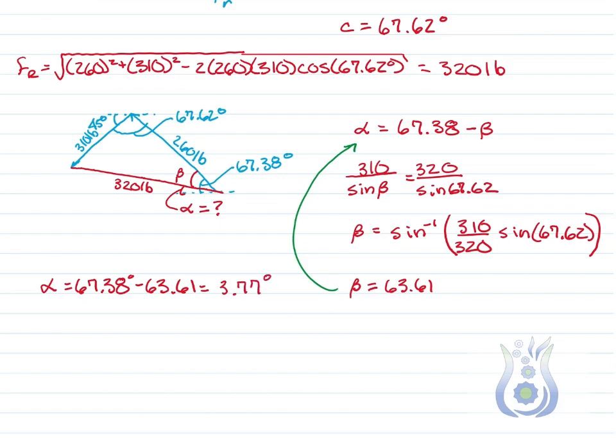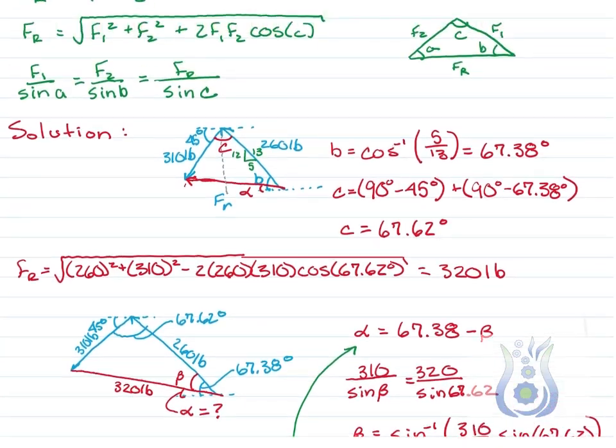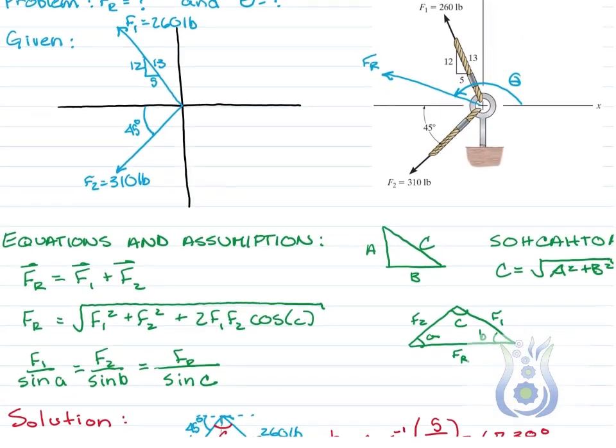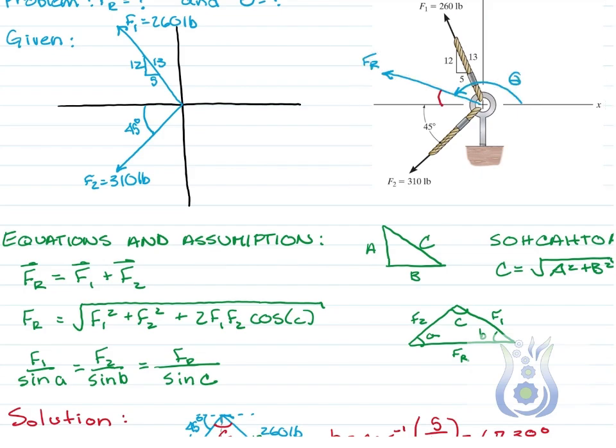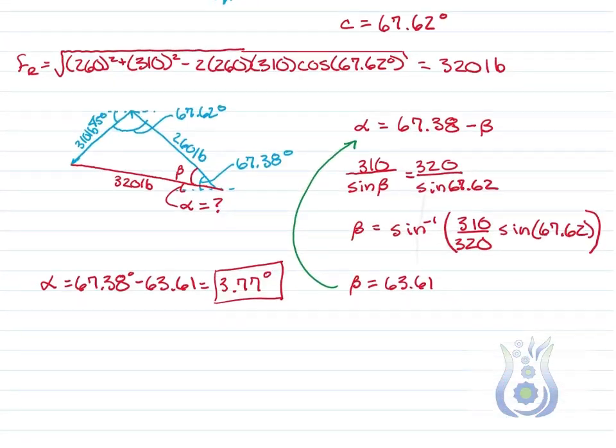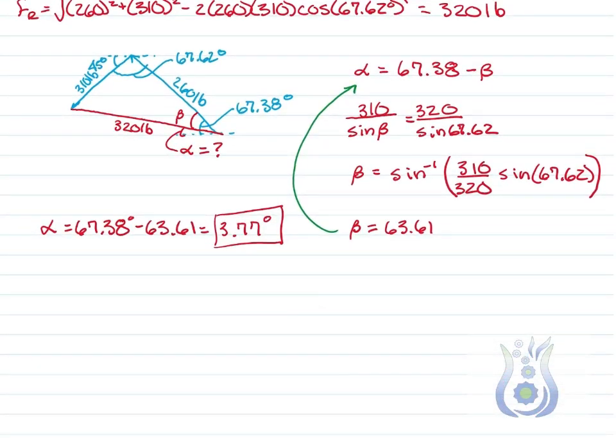Looking back at the original diagram, you can see that the 3.77 is actually acting in the direction of our resultant force with respect to the negative x-axis. We want it with respect to the positive x-axis. Then theta is equal to 180 minus 3.77, which gives us 176 degrees counterclockwise from the positive x direction. Therefore, your answer is the magnitude of your resultant force is 320 pounds, and it is acting 176 degrees counterclockwise from the positive x direction.